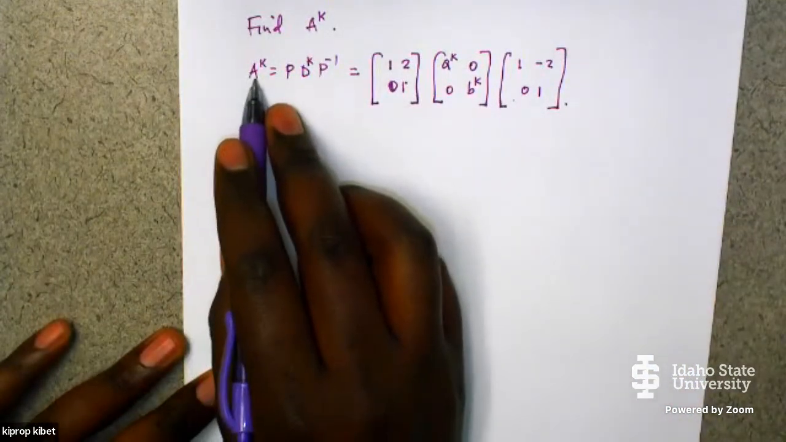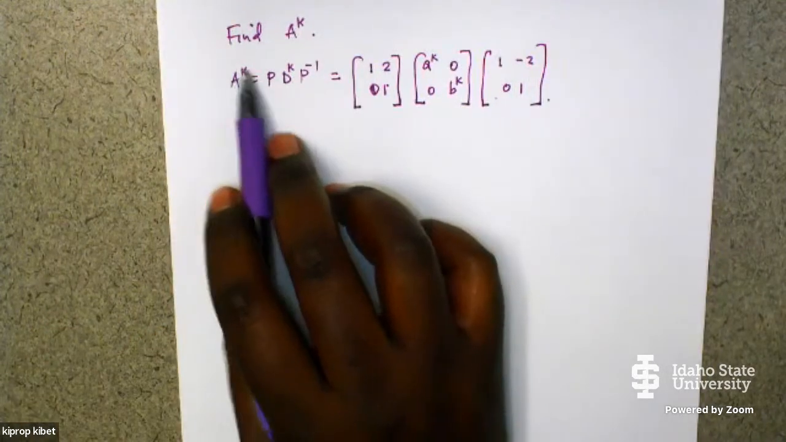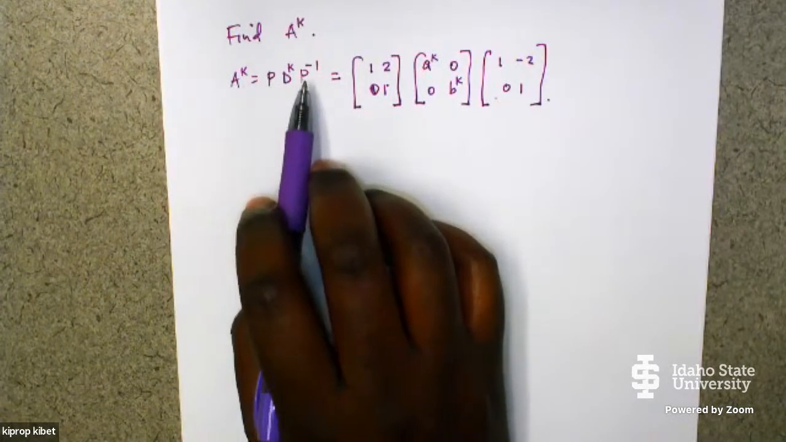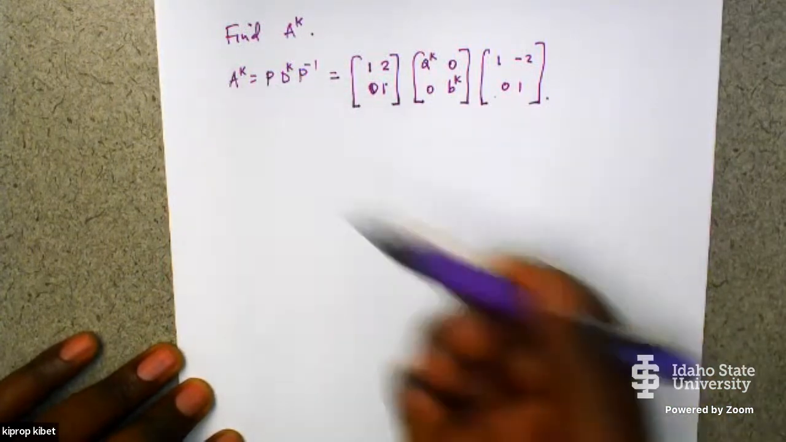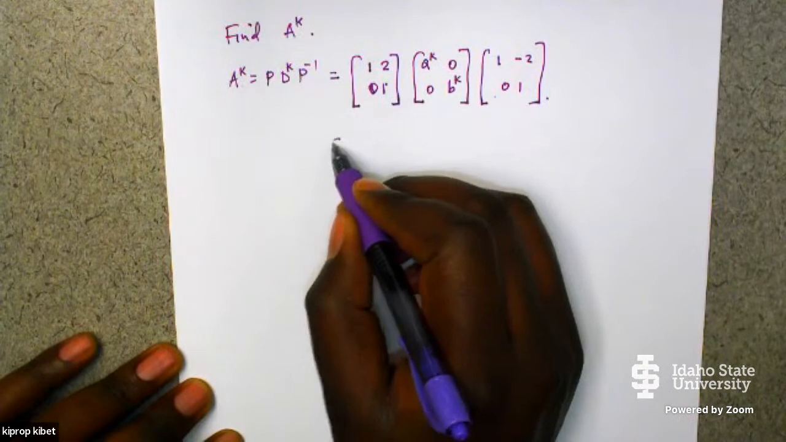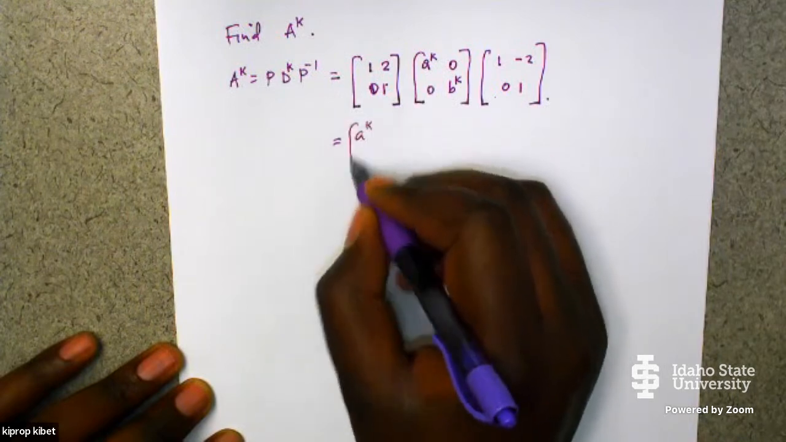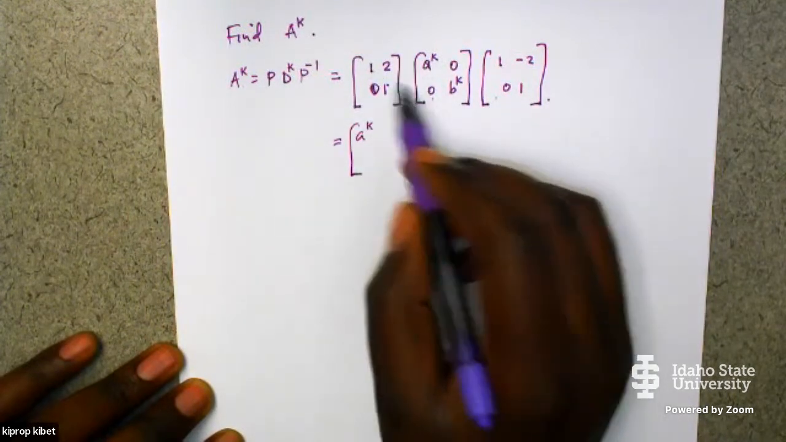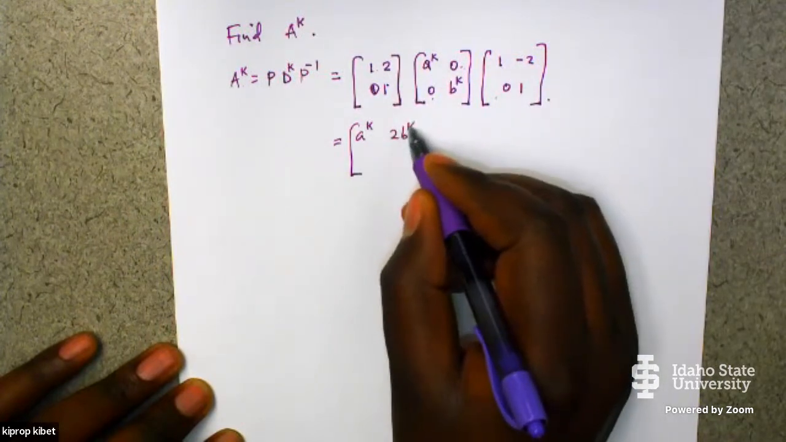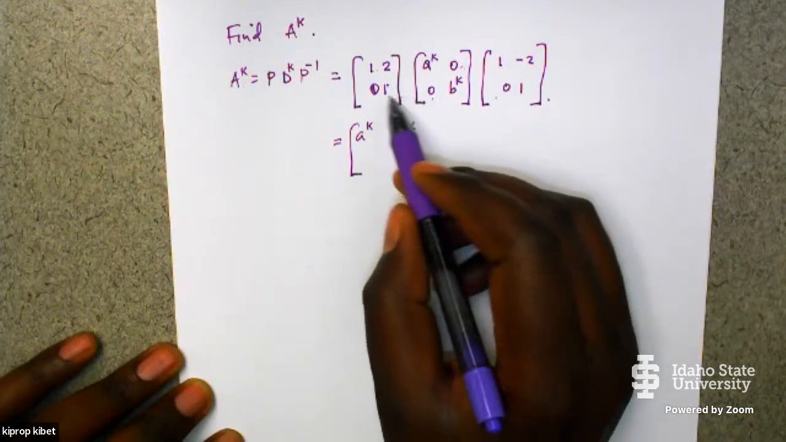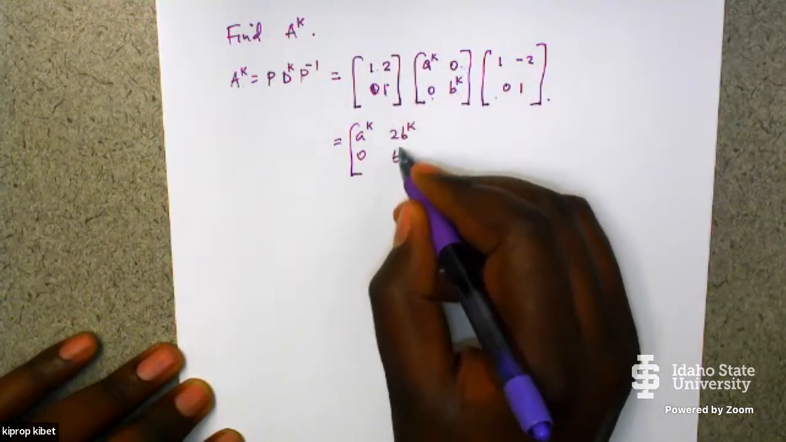Since this A^k is similar to D^k, it means that A^k is also a diagonal matrix. So basically, when you multiply by A^k there, this is A^k here, the other one is 0, this is 0, and then 2B^k, the other one is 0, then this is 0, this is 0, this is 0, this is B^k.